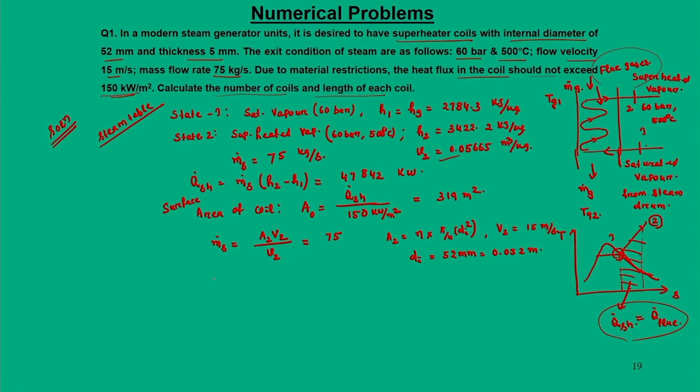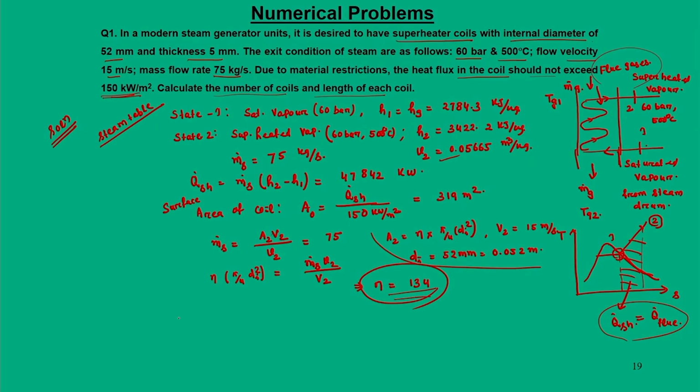So, by putting in these values we can say N times pi by 4 di square is equal to m dot s into v2 by V2, and from this equation we can calculate N. By inserting these values we can calculate N as 134, that is the number of turns in the coil for which the heat flux should not exceed 150 kilowatt per meter square.